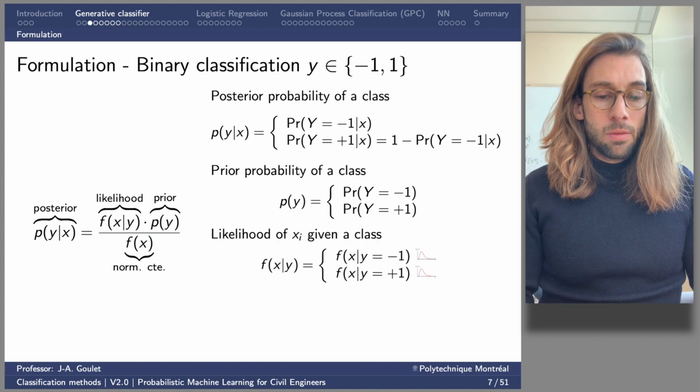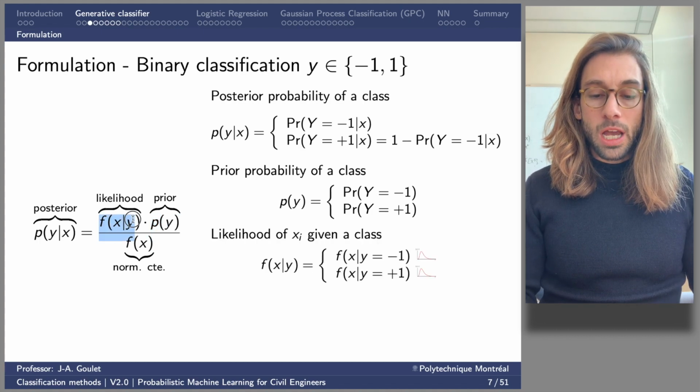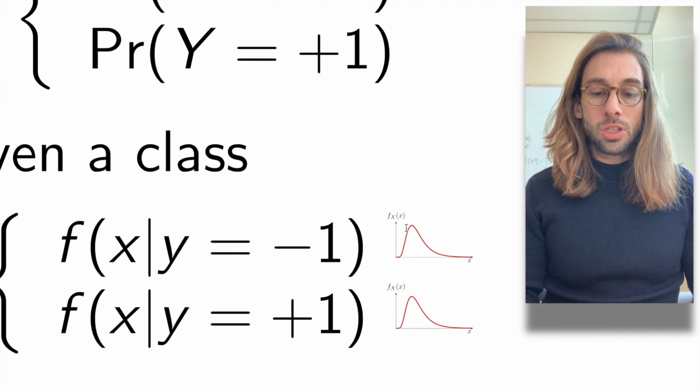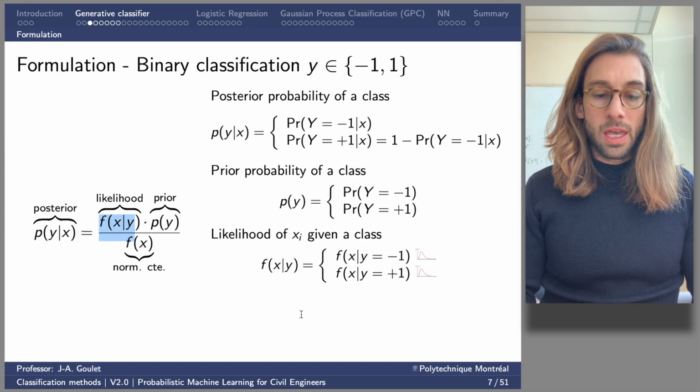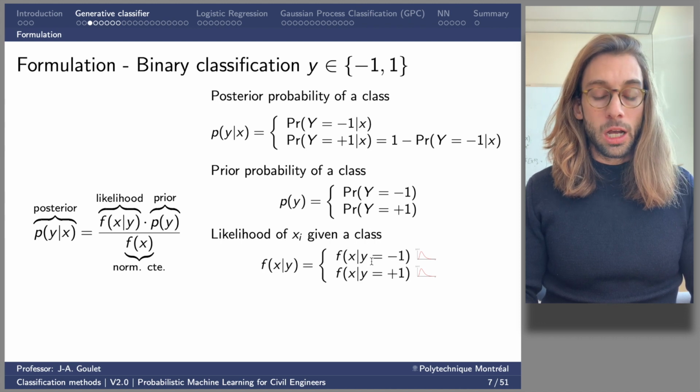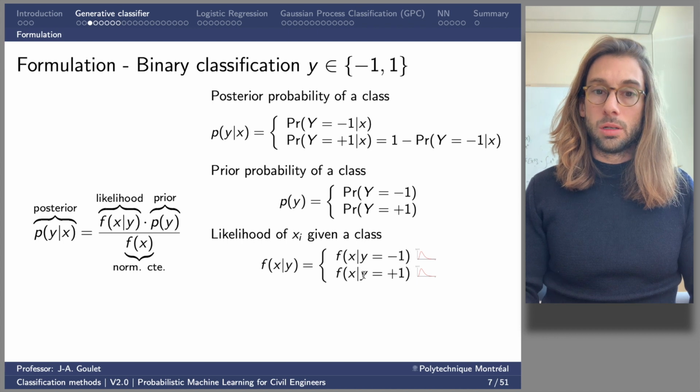The likelihood, what is it? These represent some probability density function. This represents the probability density function for class minus 1. This represents the probability density function for class plus 1. So here what we have is two probability density functions, one for the class y equal minus 1, and a second one for the class y equal plus 1.